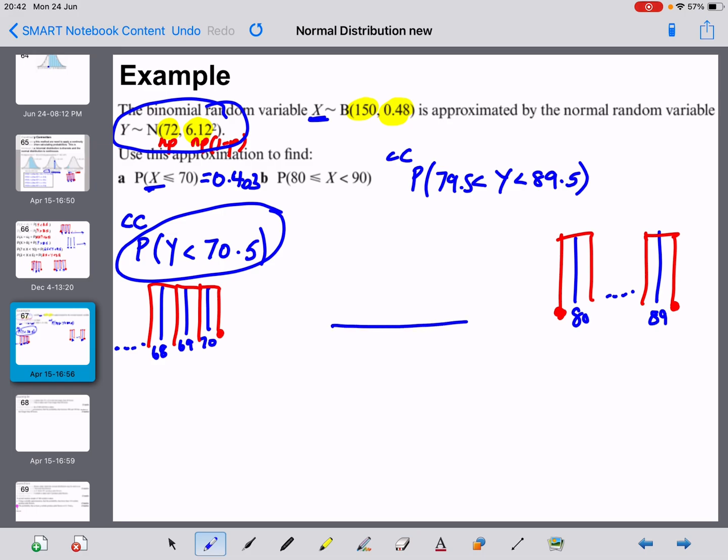So we want, from our normal CD, that's 72, and we want that little bit of area whereby that's 79.5 and that's 89.5. Okay, so you can get that from your normal CD function, and you should get an answer of 0.108.